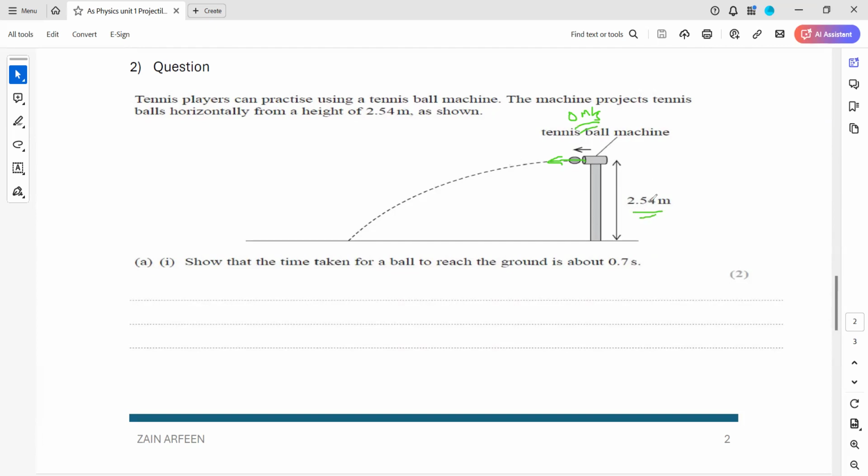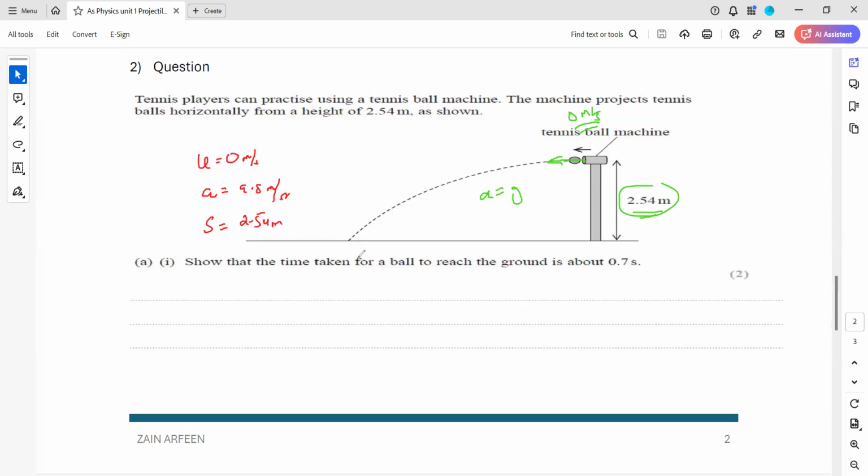And what is the vertical displacement? The vertical displacement is 2.54. And it will have a vertical acceleration, which is due to gravity, 9.8. The initial horizontal speed will be there, but the initial vertical speed is 0. So again, we'll use the equation of motion. We have u, which is 0. We have a, which is 9.8 meter per second squared as it is moving down. And we have the displacement, which is 2.54 meters.